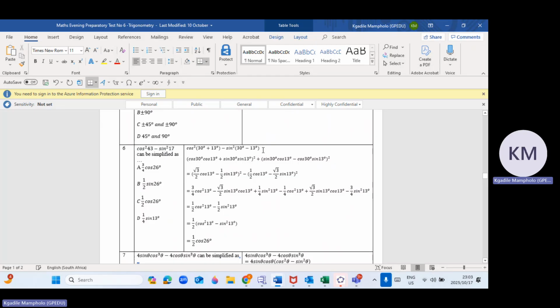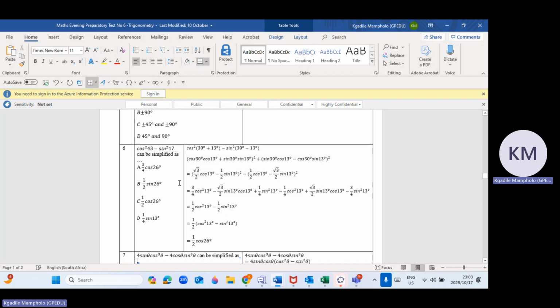So it will be cos squared (30 plus 13), which is 43, minus sine squared (30 minus 13), which is 17. You made the angles to be the same from different angles. Then even in this case, you say square, to show that when you expand, you put square, because the square is for the whole thing. It's not only for 30, it's not only for 13, it's for everything. So when you expand it, then you say all squared. The same thing you do this side.